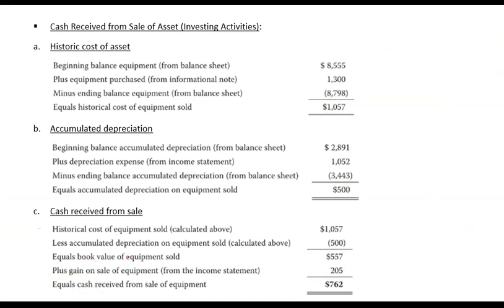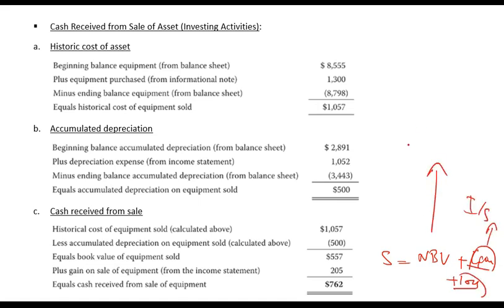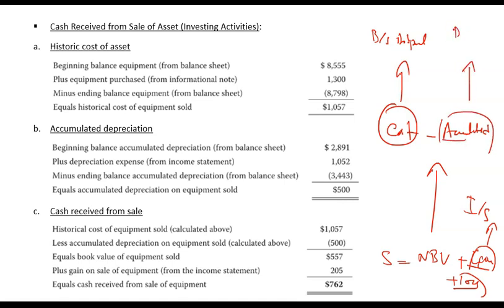Any questions so far? So that means to calculate cash, you need net book value and gain or loss. Gain or loss can be found from the income statement. For net book value, you will need cost and accumulated depreciation. For cost, you will use the balance sheet and disposal account. And for accumulated depreciation, you will again use the disposal account, balance sheet and depreciation expense. And this is how you will calculate the cash received from sale of equipment.